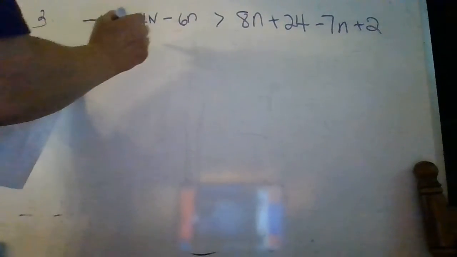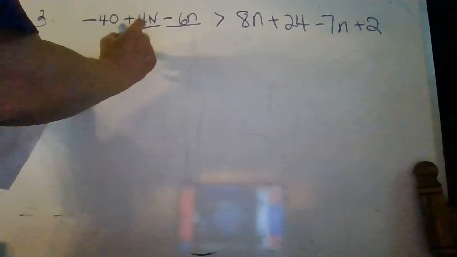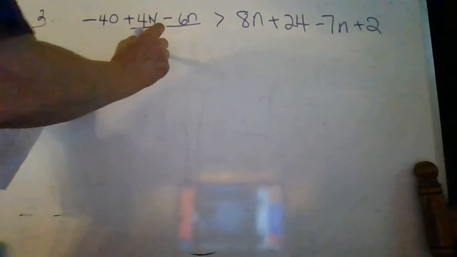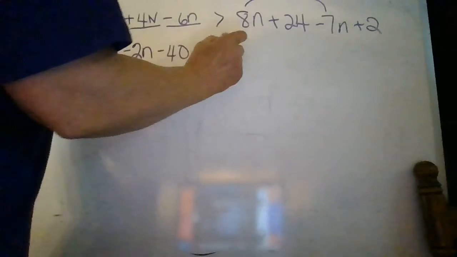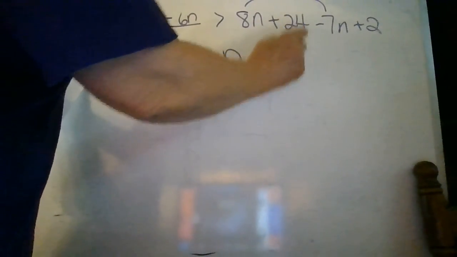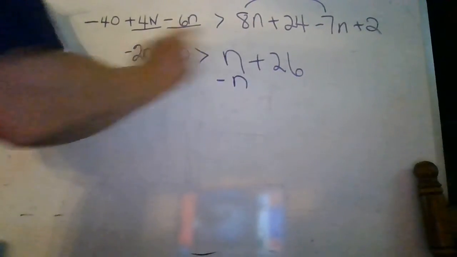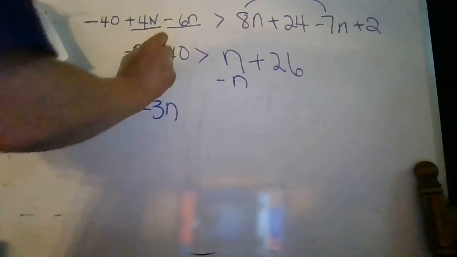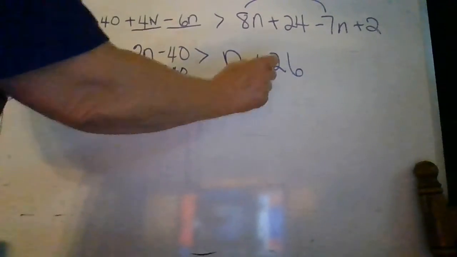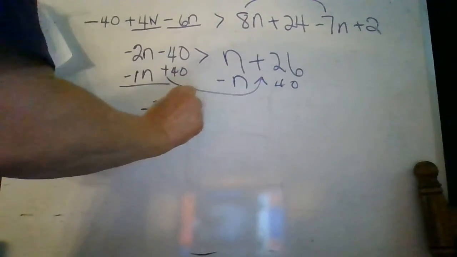So I'm going to combine like terms. So I have positive 4n and a negative 6n. That's going to be a negative 2n, and then minus 40 is greater than, and 8n subtract 7n is 1n, and 24 plus 2 is 26. So I'm going to subtract n from both sides. So that gives me a negative 3n. I'm going to add 40 to both sides, which is going to give me 66.